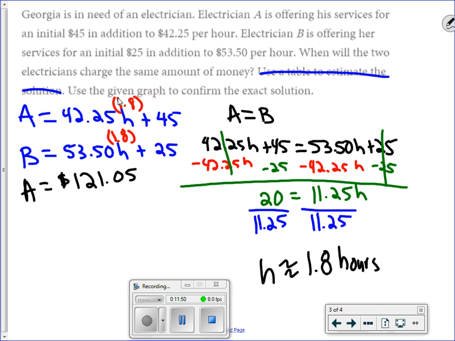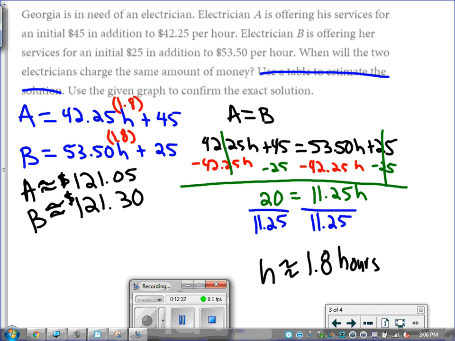53.50 times 1.8 plus 25, and I get B is approximately $121.30. That is why I do not like estimating with decimals, because you don't always get the true answer. So what we would say is, after approximately 1.8 hours, they would both charge approximately $121.